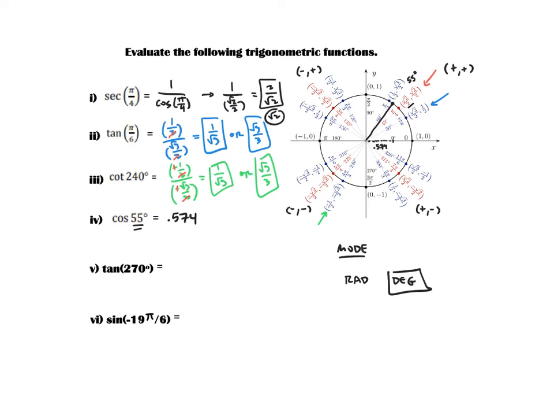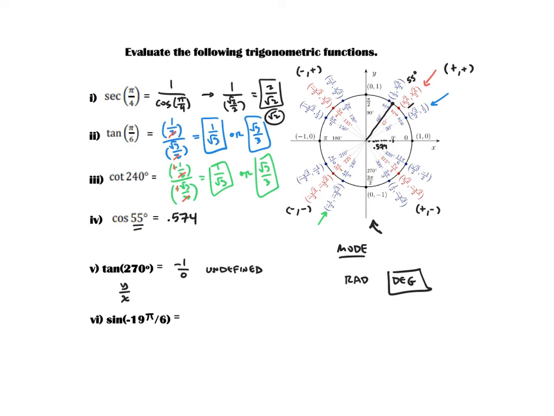Okay, so now let's look at the tangent of 270. Remember, the tangent is equal to opposite over adjacent, or y over x. As we look at 270, 270 is a quadrantal. It's right here. We're going to take the y value over the x value, and that's going to be undefined. So the tangent has a discontinuity at 270 degrees, or 3 pi over 2 radians.